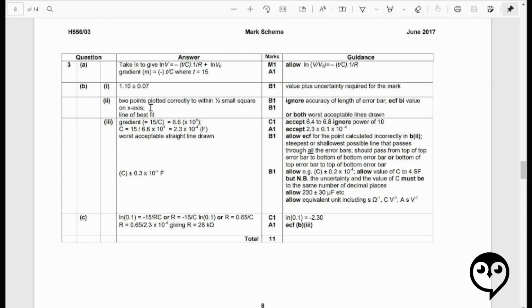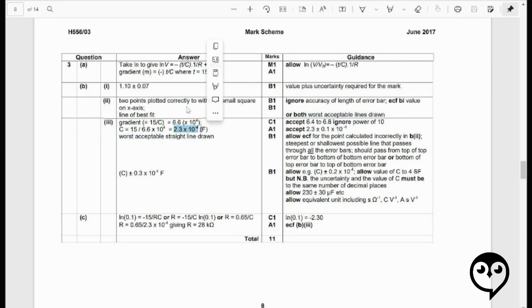There's a line of best fit. Okay, so you get a mark for drawing a line of best fit, but I guess if you don't have a line of best fit, but you've drawn the worst acceptable lines, is that your max and min lines? I'm not sure what they mean by this. Worst acceptable straight line drawn. I don't know. But anyway, that's our calculation.